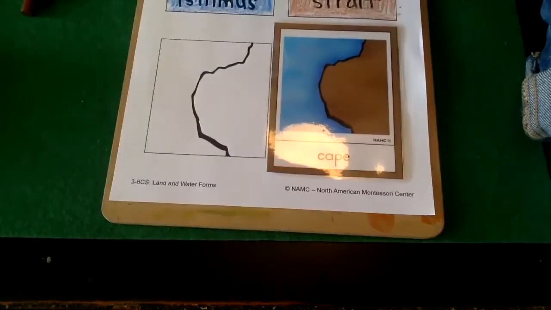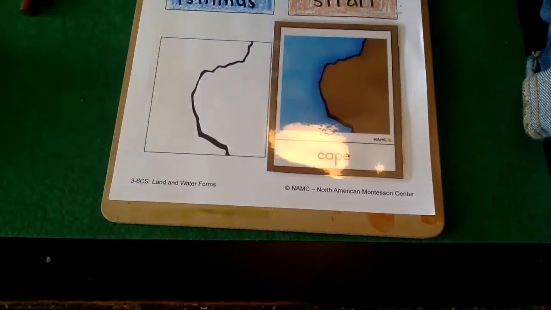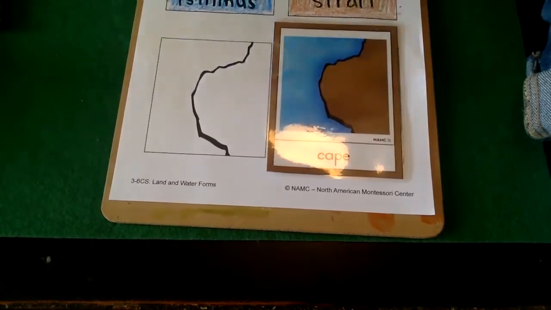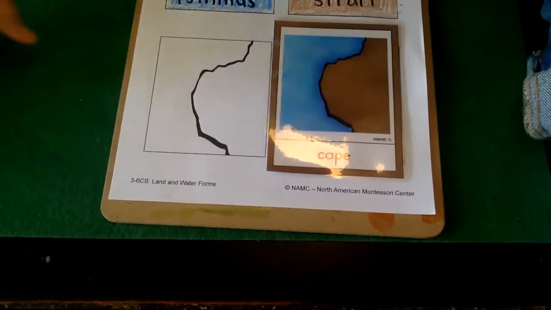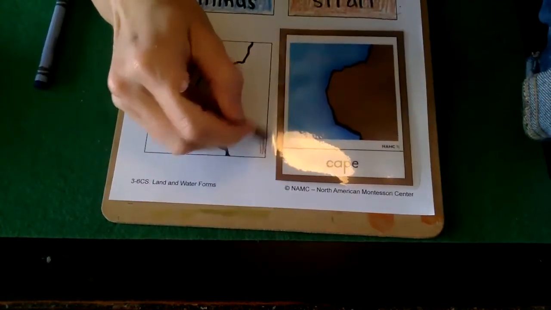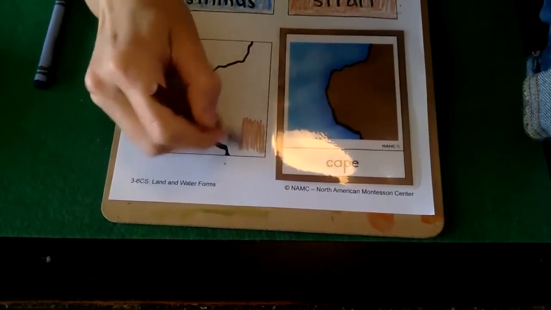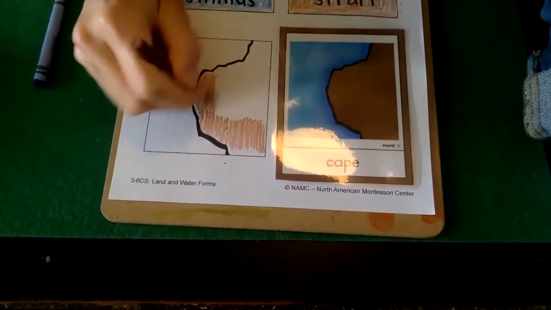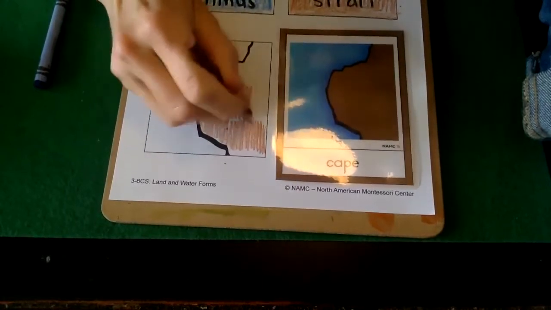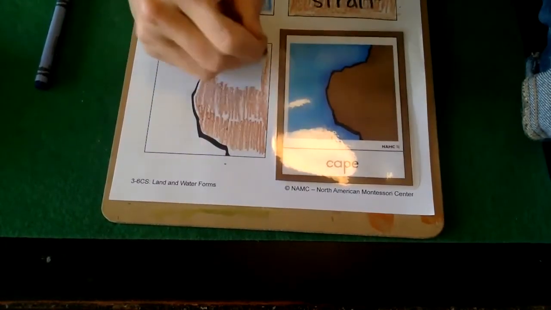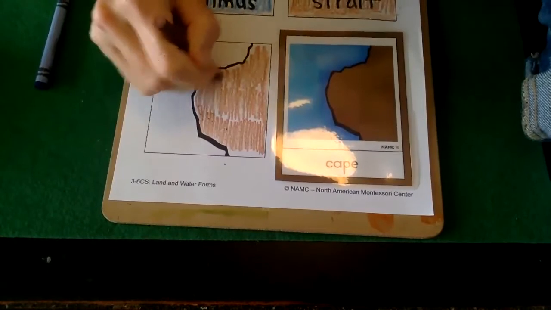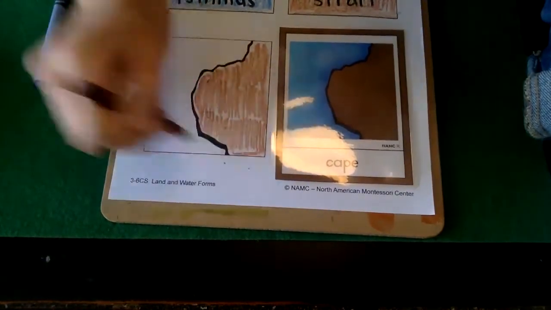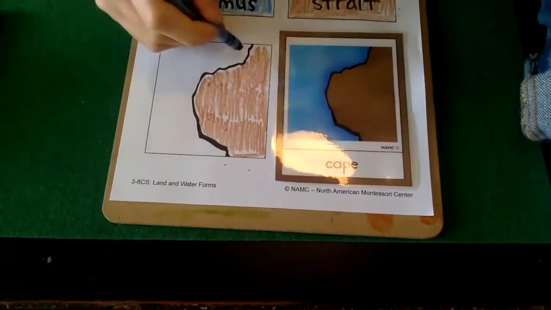There we go, cape. So remember, the cape is a piece of land that goes out into the water, but it doesn't go quite as far as, say, a peninsula. The peninsula goes out pretty far. I'm going to color the land first. And then we'll color the water.